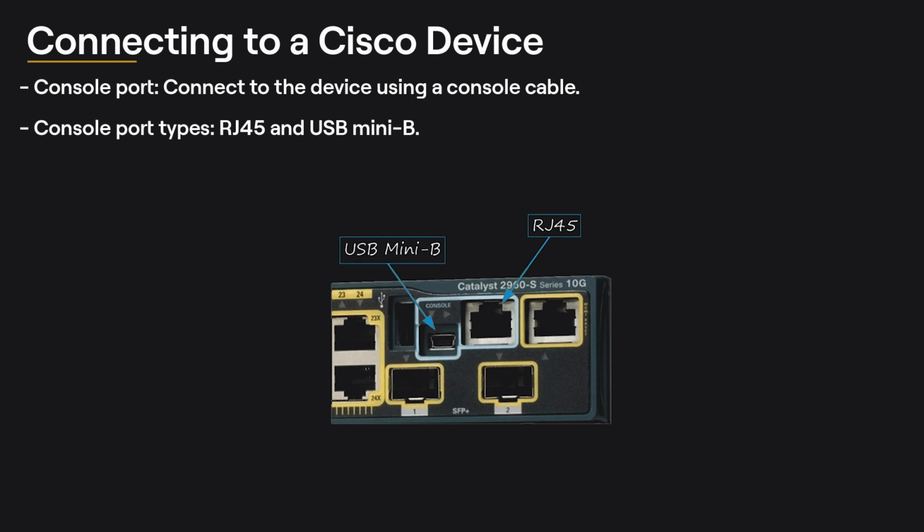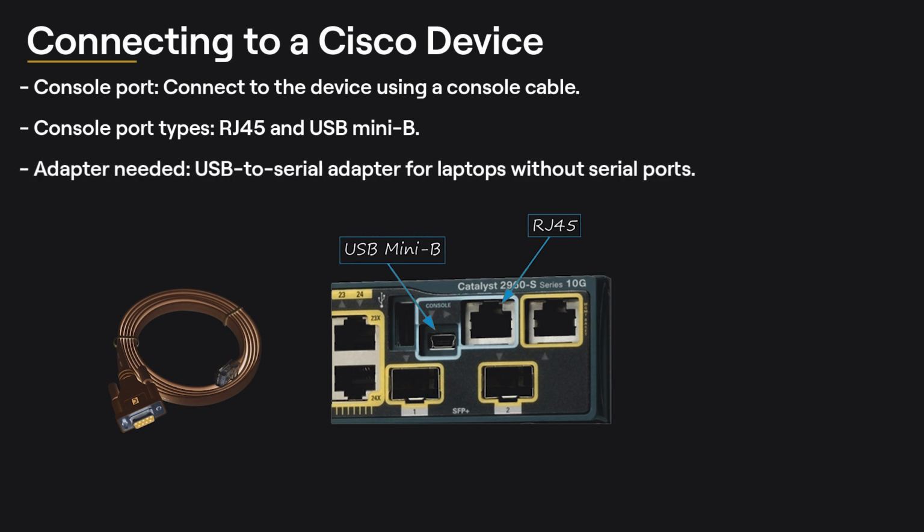Now, to establish the connection, you'll need the right cable. This is a rollover cable, which has an RJ45 connector on one end, similar to Ethernet cables, and a DB9 connector on the other end. However, most laptops these days don't have a serial port to plug the cable into, so you'll likely need an adapter, like a USB to serial adapter, to connect to a USB port on your laptop.